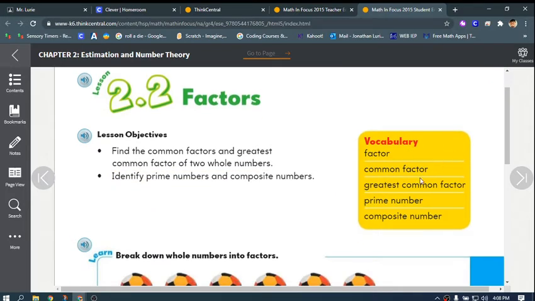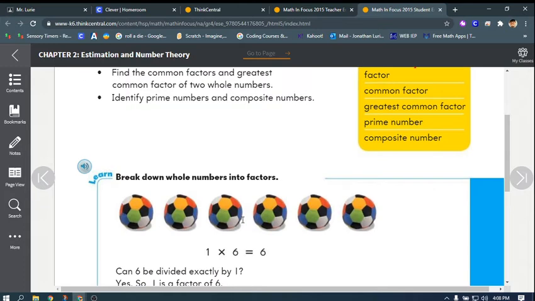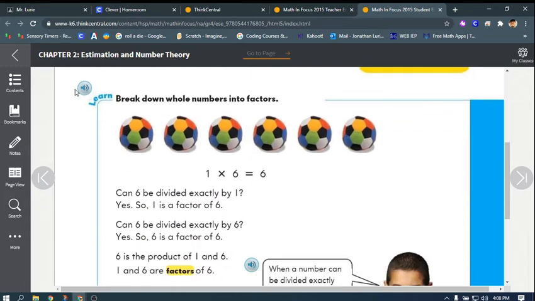Here's our vocabulary for this lesson: factor, common factor, greatest common factor, prime number, and composite number. Let's get right to it. Learn. Break down whole numbers into factors.